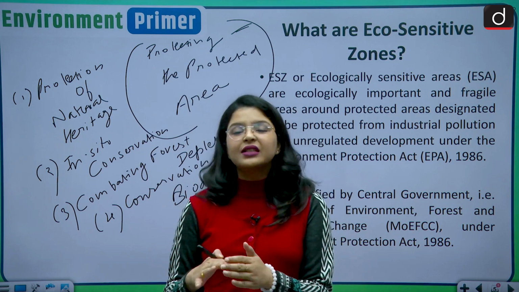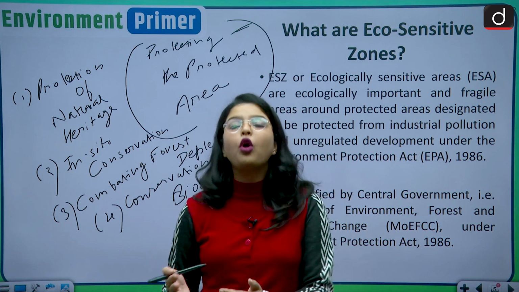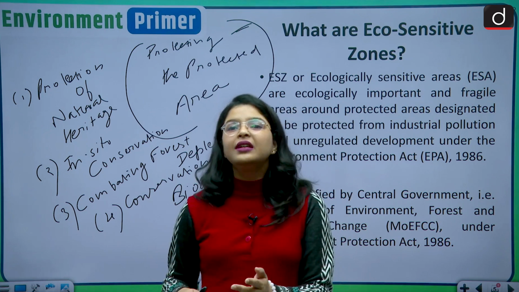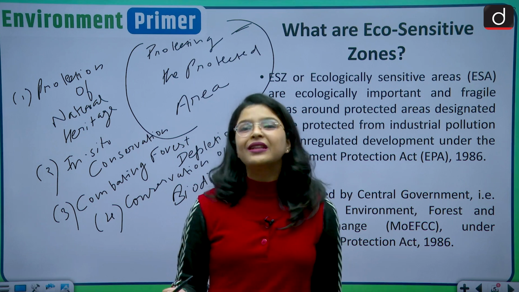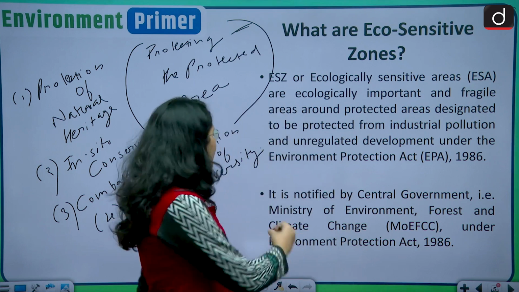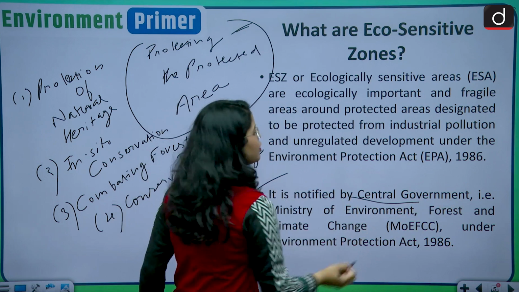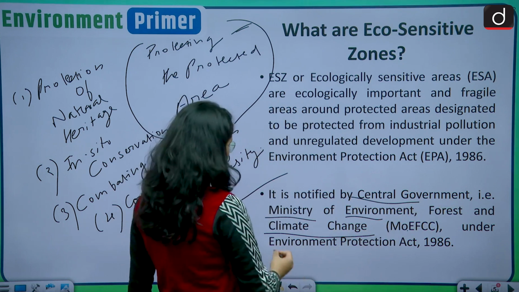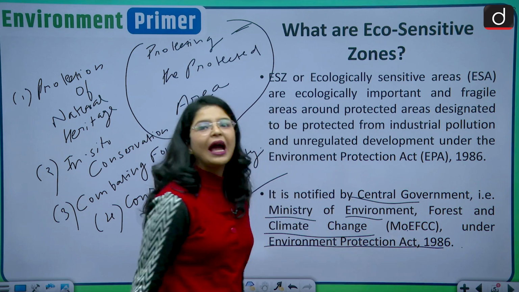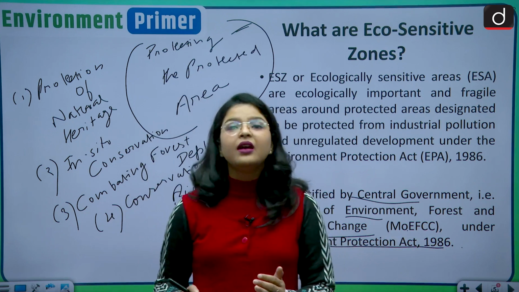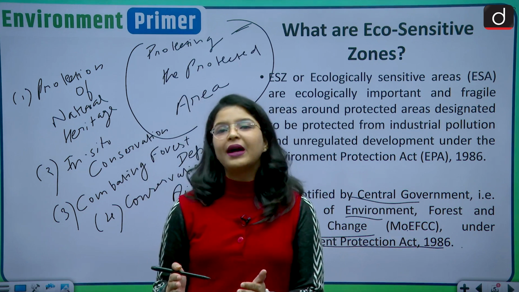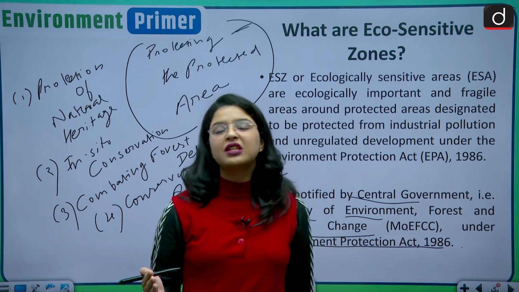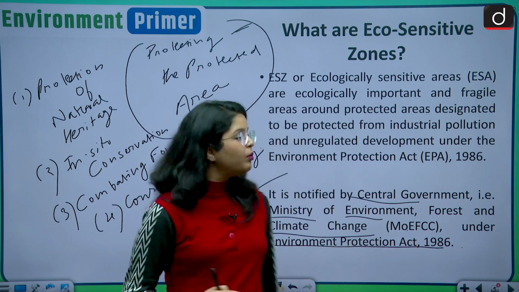So we are creating these eco-sensitive zones around our already protected areas such as the wildlife sanctuaries and the national parks. So who determines these eco-sensitive zones? They are notified by the central government, that is the Ministry of Environment, Forest and Climate Change, under the Environment Protection Act of 1986. Kindly remember this point: who determines the eco-sensitive zones in India and under which legislation they are determined.